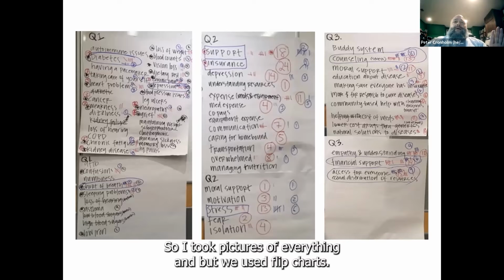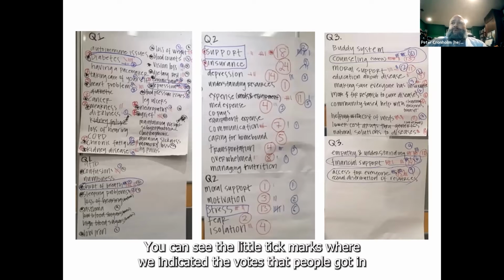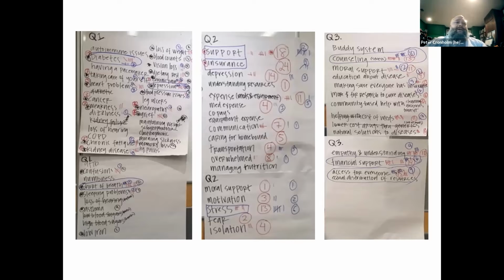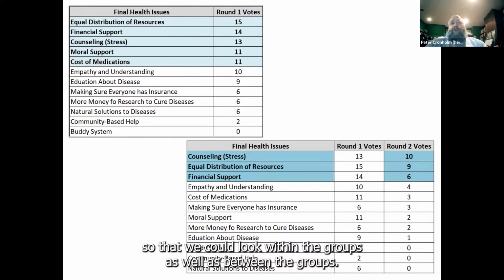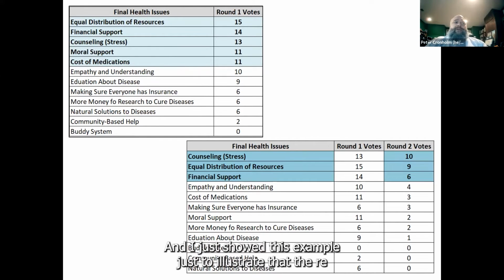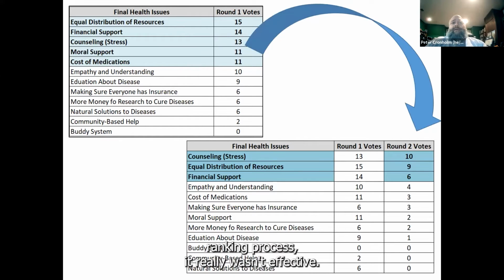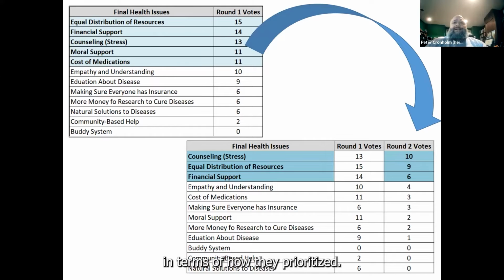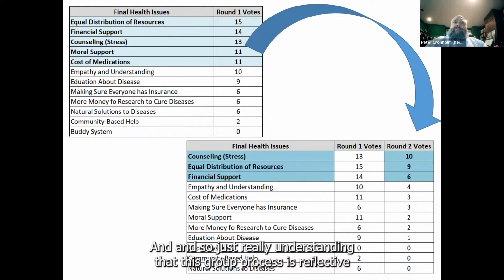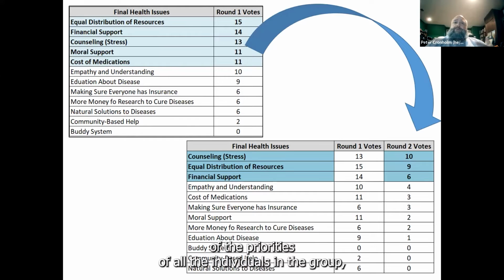But we used flip charts, and you can see the little tick marks where we indicated the votes that people got, and then took those home and moved all of that data into a spreadsheet so that we could look within the groups as well as between the groups. And I just show this example to illustrate that with the re-ranking process, there really was an effect of the second ranking. You can see items move around after the second round of votes in terms of how they're prioritized. So this group process is reflective of the priorities of all the individuals in the group, but also the group as a whole has an influence on the results.